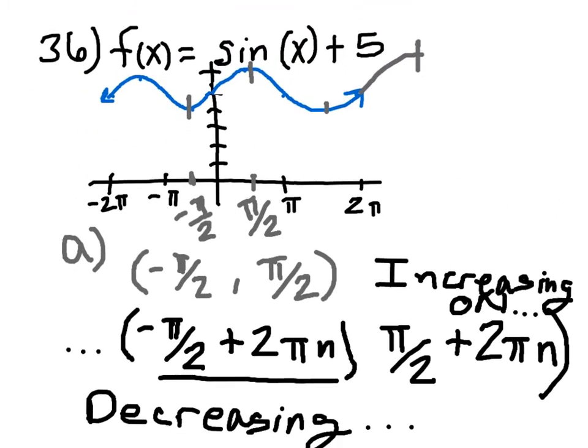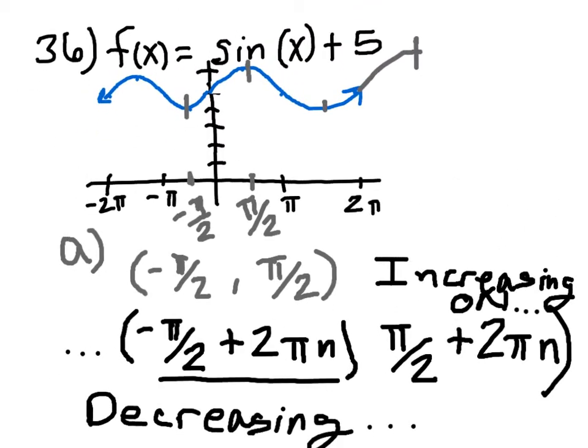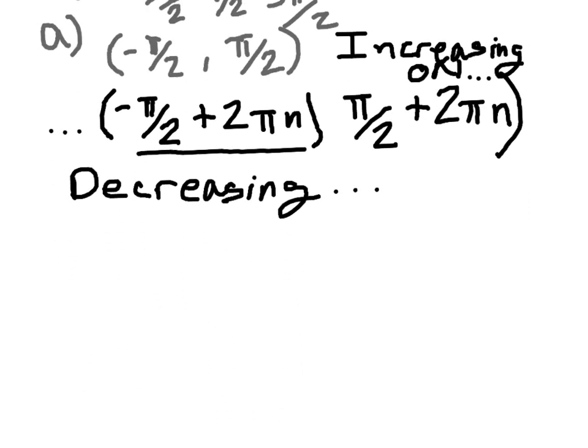So this function is obviously decreasing then from pi halves out to 3 pi halves. So what we're going to do is list that interval and then say every 2 pi in either direction, every 2 pi multiple in either direction from there. So decreasing on the interval from pi halves out to 3 pi halves.